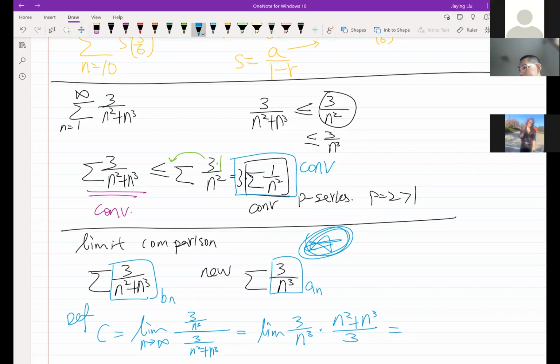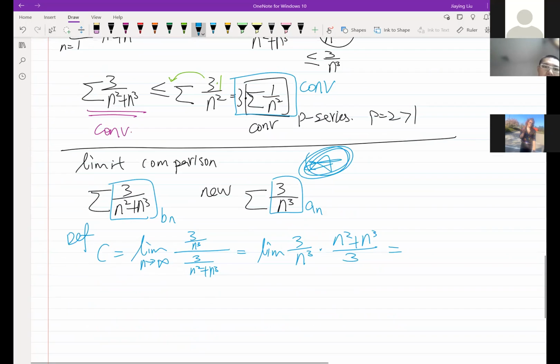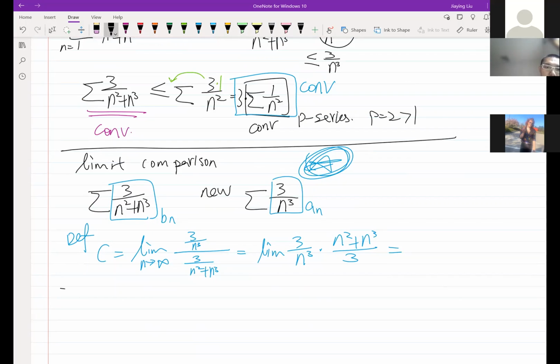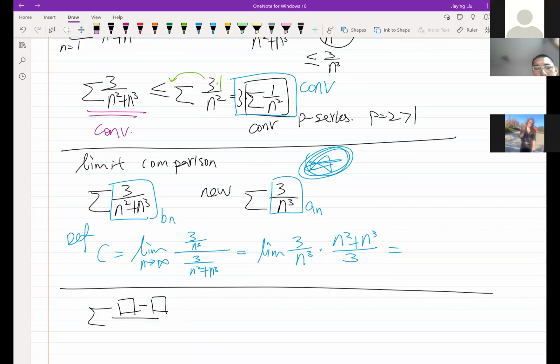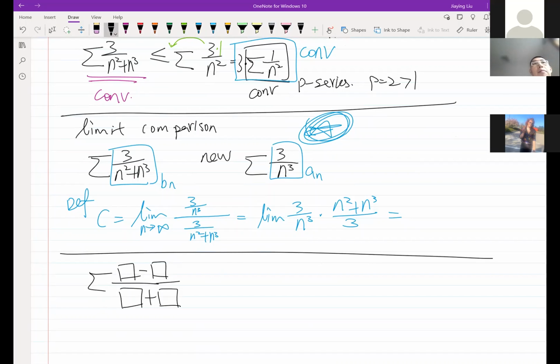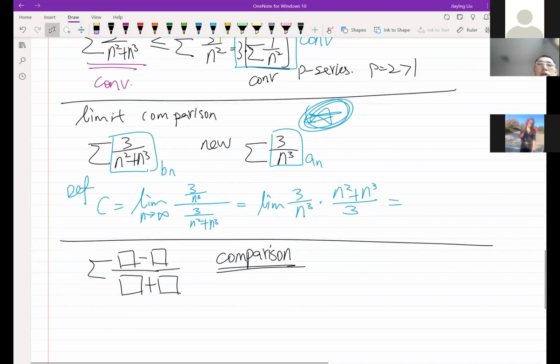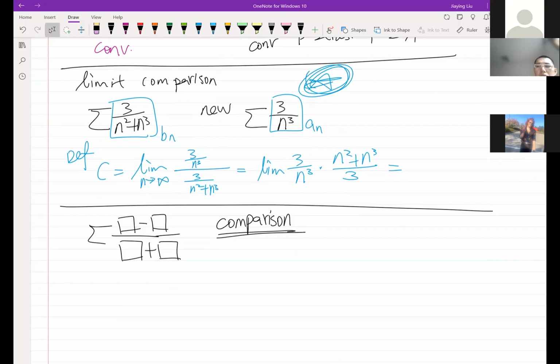All right, any other questions? So I would say for the comparison test, the direct comparison test, or even for the limit comparison test, if you have a series that has multiple parts in the numerator, it could be subtraction there, doesn't matter, or if you have multiple parts in the denominator, when you have something like this, you probably can get the conclusion easily by using the comparison test. That's what I think will work. If it doesn't work, try other ones, right? But that would be something to try.